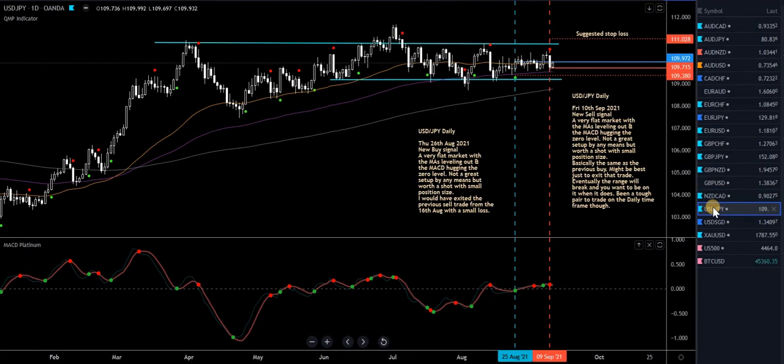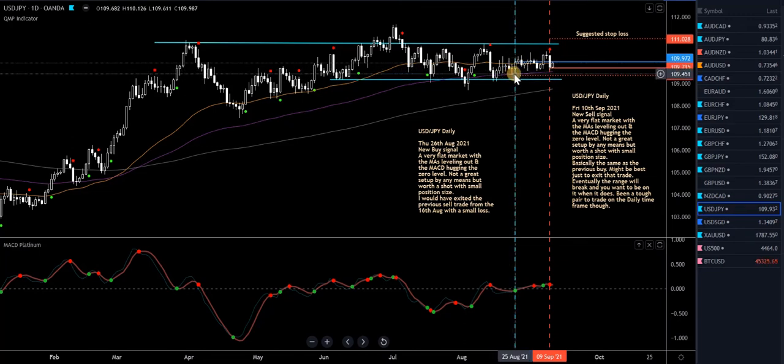USD Japanese yen, one pair that's absolutely doing my head in lately on the daily chart. Has nice little bursts, but then it goes into absolutely rubbish. And this is one of these rubbish times. We're just pounding along inside this range here, going nowhere fast. So let's have a look where we're at.